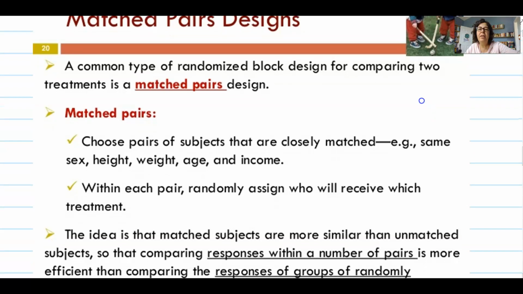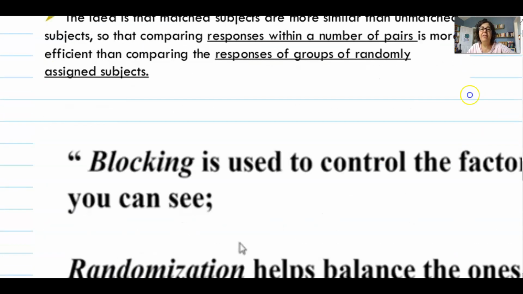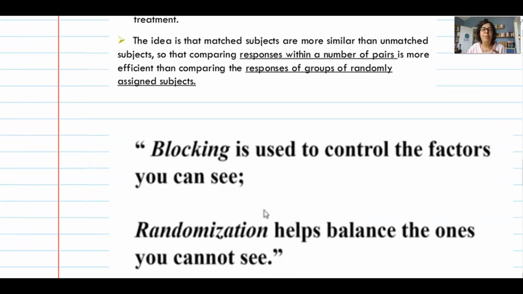So match pair design could be happening with closely matched subjects or data points. It could be sex, height, weight, age, income. Within each pair, we randomly assign a treatment or not. All right, as a summary: match pair, students over the years of my experience can identify it a little bit easier than the other two because there's a pair. But blocking and randomized, they might confuse.